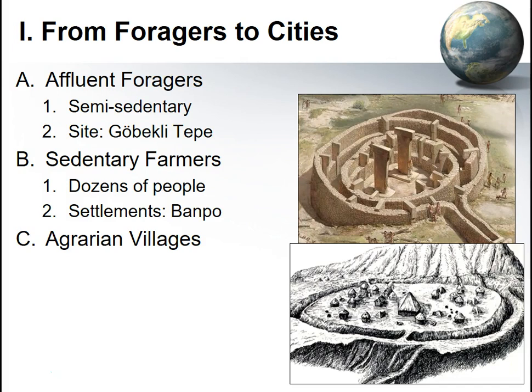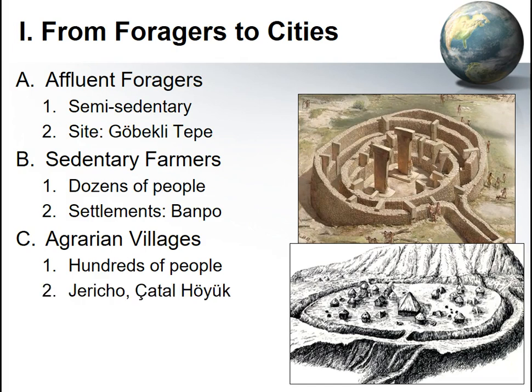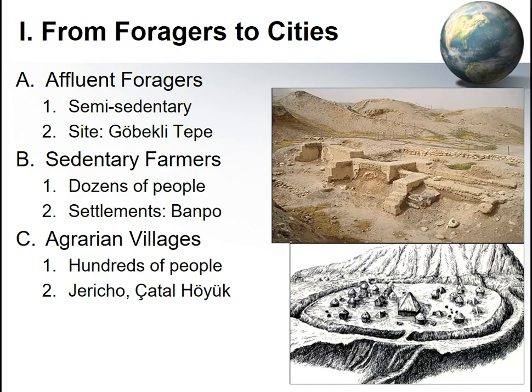Then we get to agrarian villages. Now we're starting to get into hundreds of people living together in smaller areas. Two sites to note include Jericho and Çatalhöyük. Jericho, you might recall from the Bible, the city with the Great Wall. This is a picture. This isn't the village itself, but it is the granary of the village where they would have stored their surplus grain.